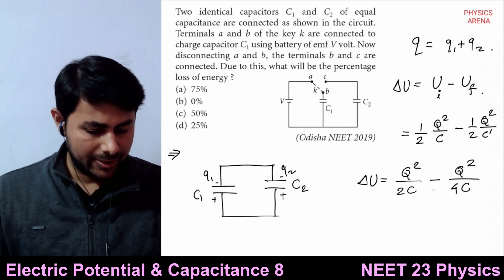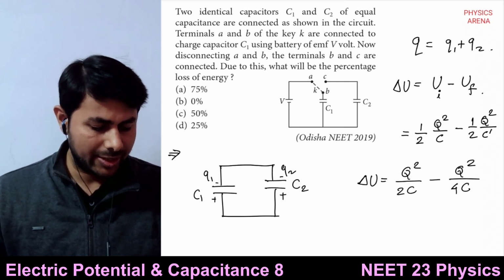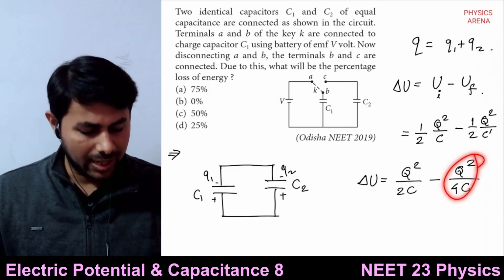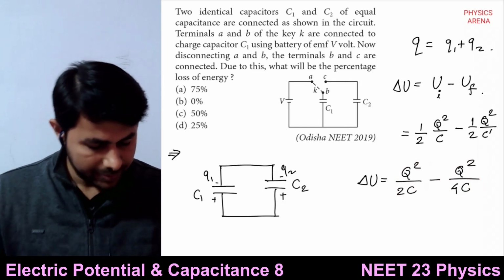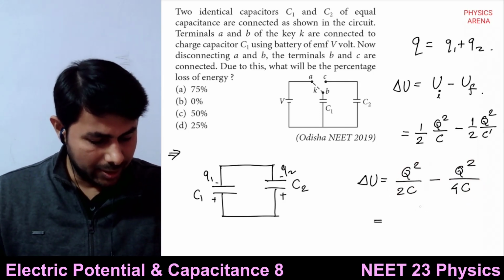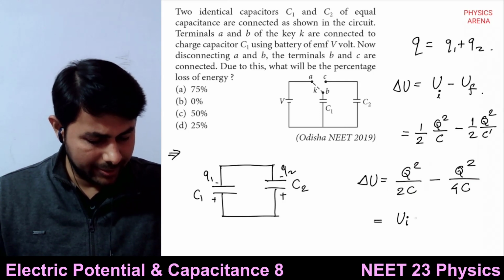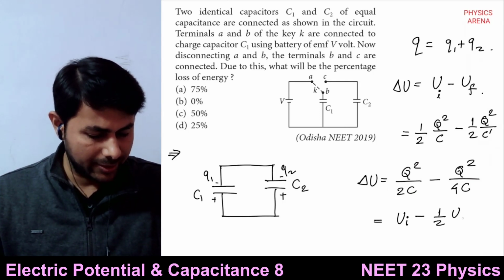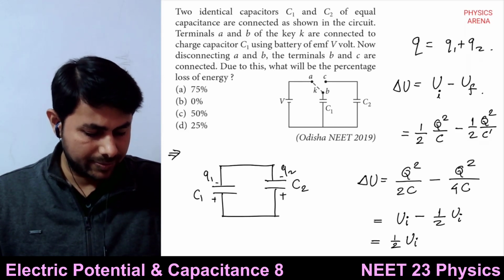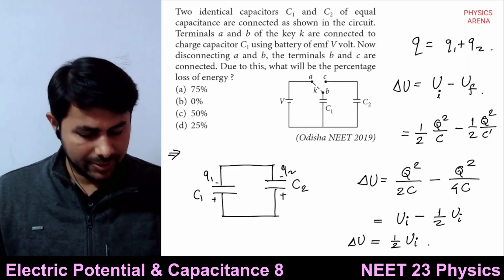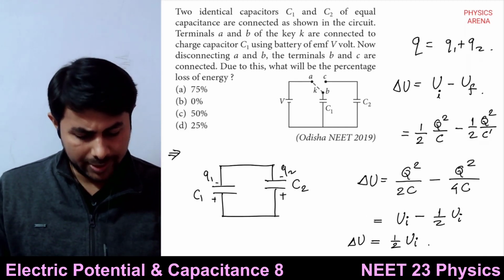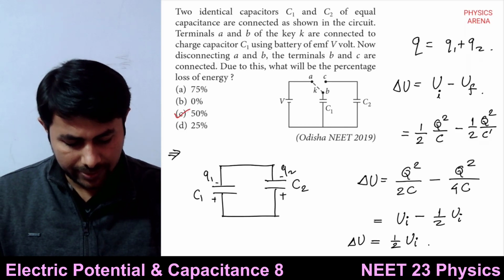So what is the answer? Q square divided by 2C minus Q square divided by 4C. So this is half of Q square divided by 2C. It is Ui minus half of Ui, which is equal to half of Ui, half of the initial energy. So how much is the loss? Half. In percentage, it is 50%.